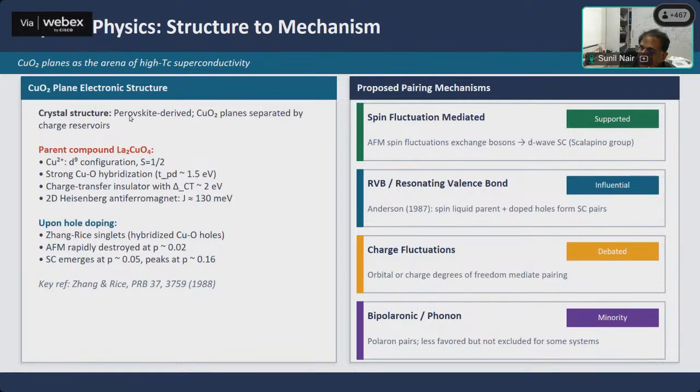We have a crystal structure that is perovskite derived. As I said, it is the copper oxide planes which are separated by charge reservoirs, which is the place where all the action happens. The parent compound is lanthanum cuprate. You start with a spin half, and you start doping holes in this. And when one dopes holes and one gets the superconducting phase, there is a lot of action happening in the electronic sector. And there are, for instance, something called the formation or potential formation of the Zhang-Rice singlet, and so on. So let me not go into too many details of this. As I said, this is a talk or two, or maybe even a course by itself.